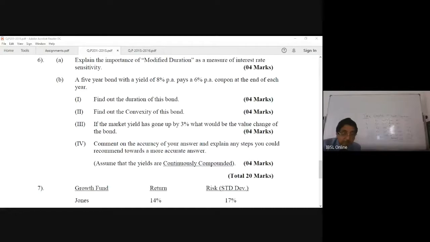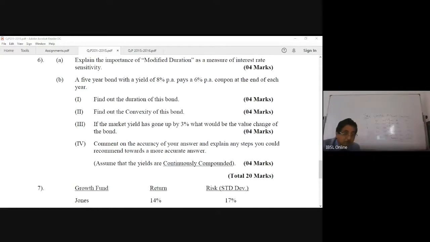Now the calculation has to be done first without taking into consideration the convexity adjustment. So without the convexity adjustment, you can take it as minus 120.81. But in order to have the correct price change calculated, you have to put the convexity adjustment also there. What you need to do is half into convexity into delta Y squared into price. That has to be added there.